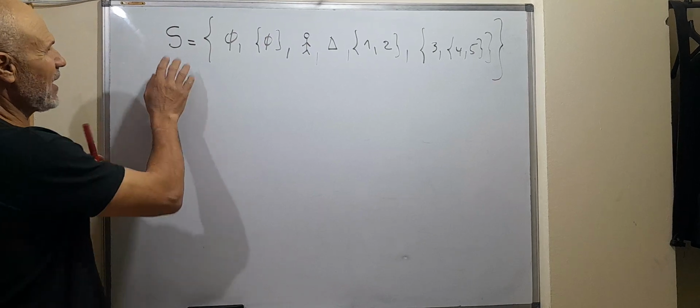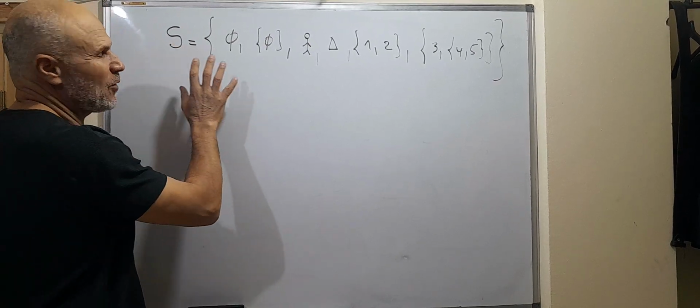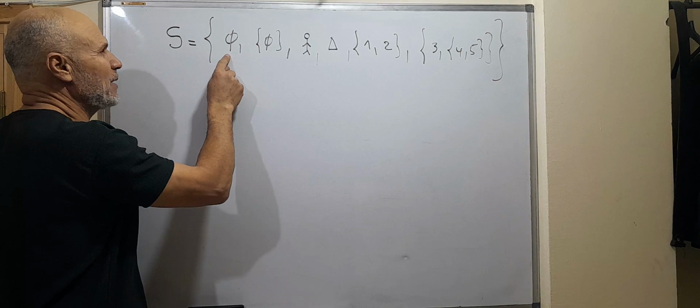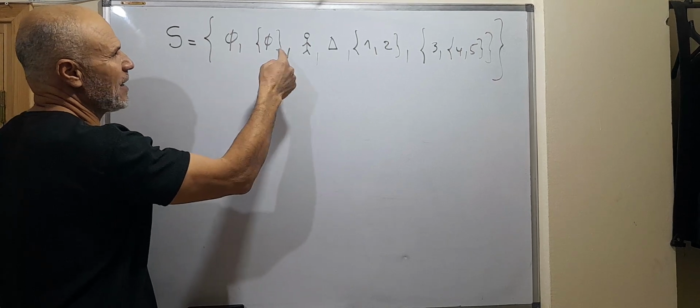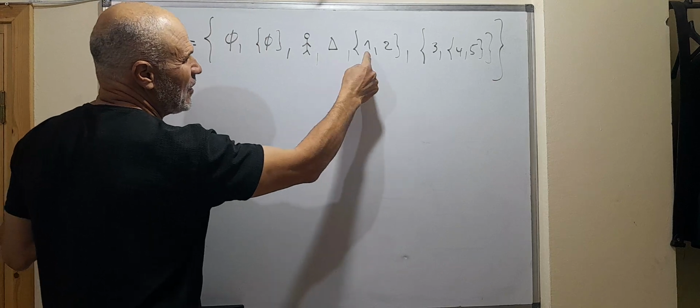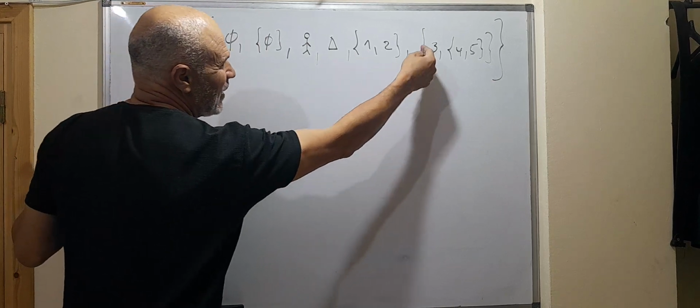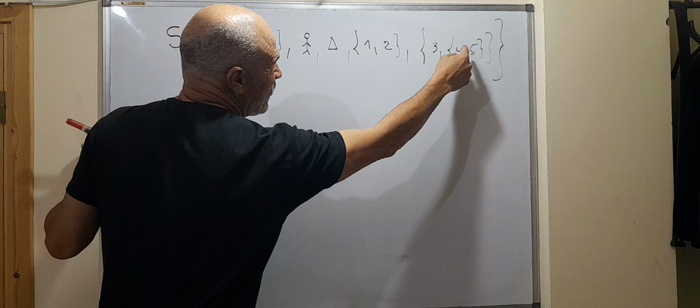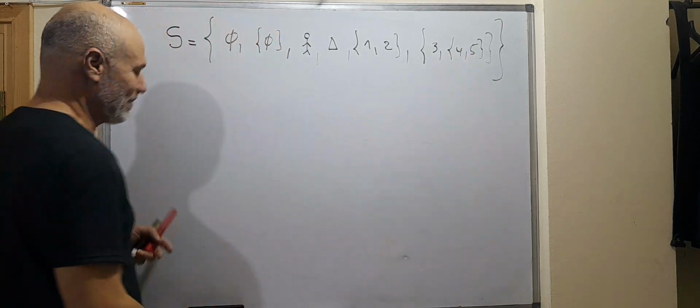Let us consider S formed by the element empty set, the set of the empty set, man, delta, {1, 2} as a set, and {3, 4, 5} as a set.